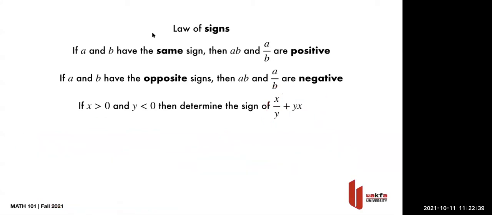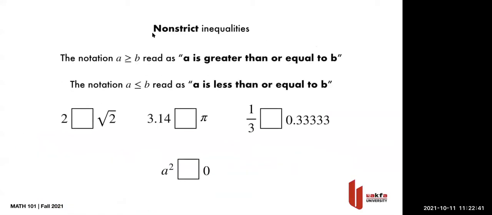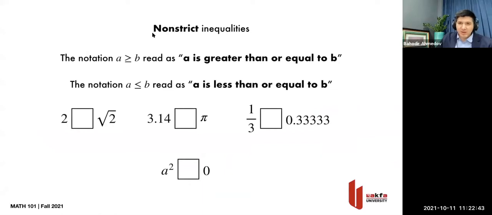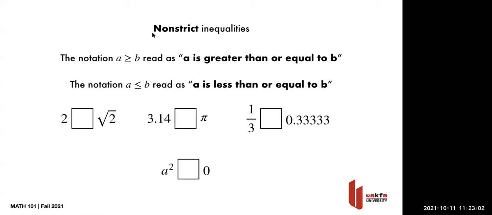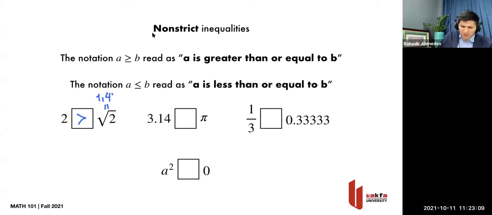Okay. Cool. Also the non-strict inequalities, it means more or equal or less or equal. So both of them can be true. Let's try to compare some numbers together. For example, if I compare 2 and square root of 2, which one is greater? Which kind of sign do I need to put? 2 is greater, definitely. 2 is bigger, because square root of 2 is 1.41 or something like that.